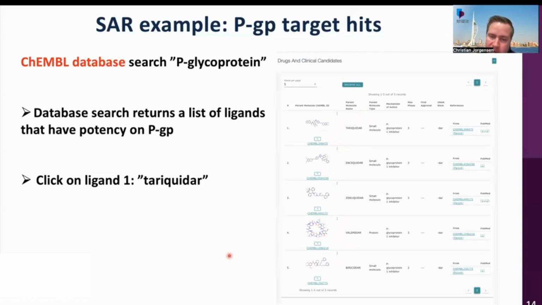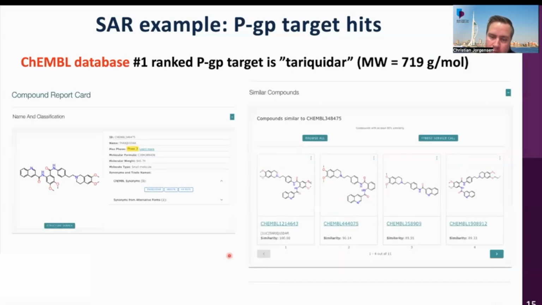Okay, let's look at this a little bit. So here's our ChEMBL database. Then we click on compound number 1. That is the number 1 ranked PGP target hit, and it's called tariquidar. Here's the chemical structure. Here's the name again, tariquidar. Here's something else. You have the molecular weight. You have other things like that.